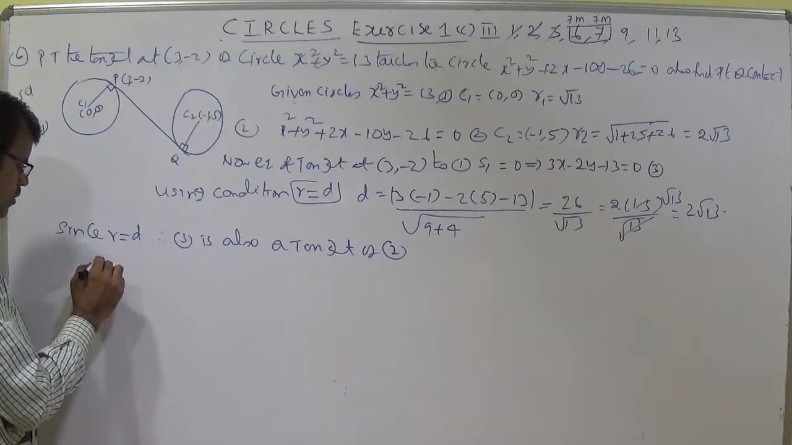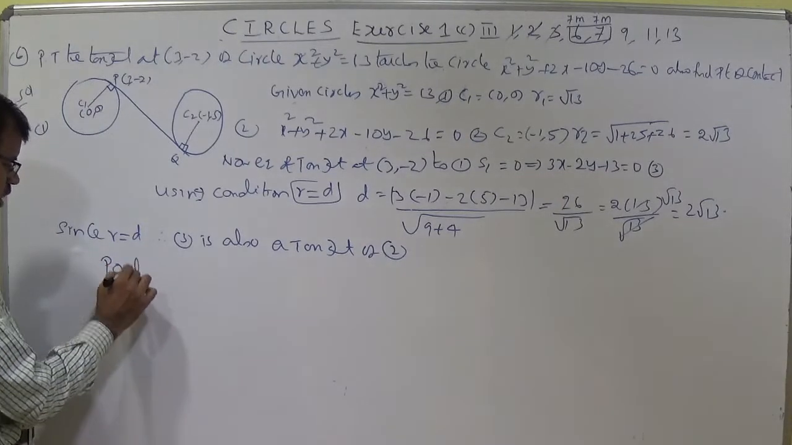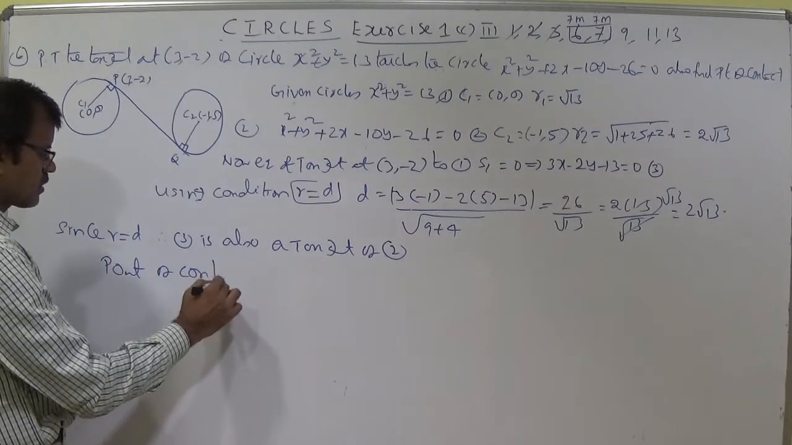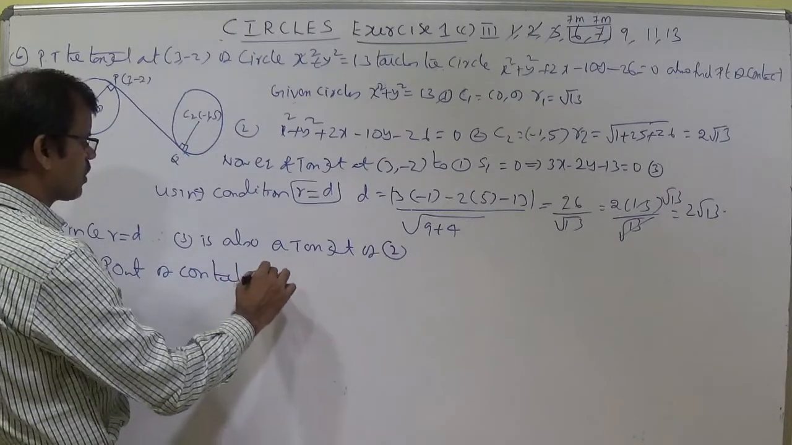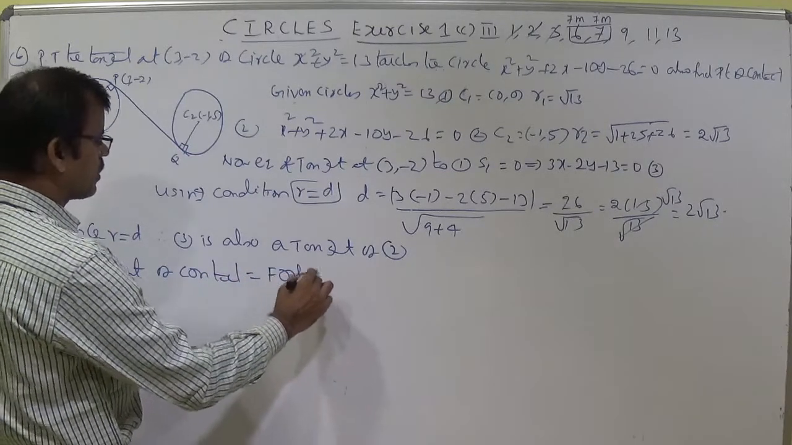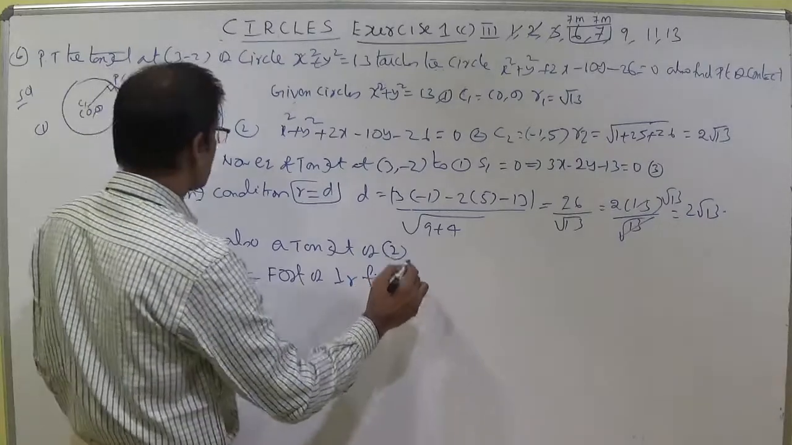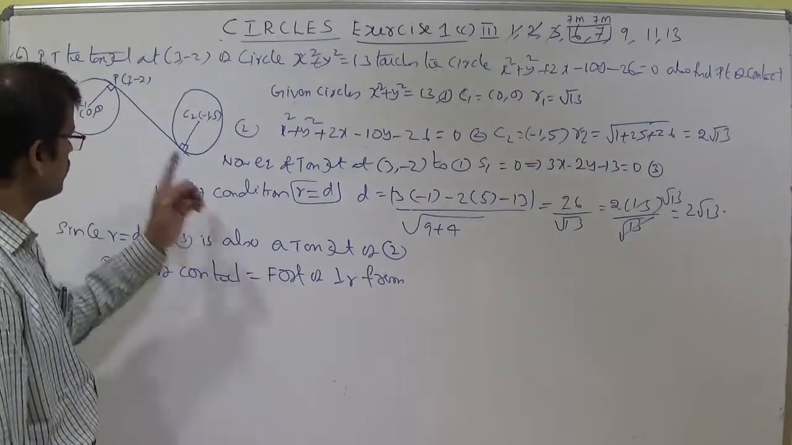Now to get the point of contact, I said the theorem and formula also. The point of contact is the foot of perpendicular from C2, because whatever the point of contact you need, that only.